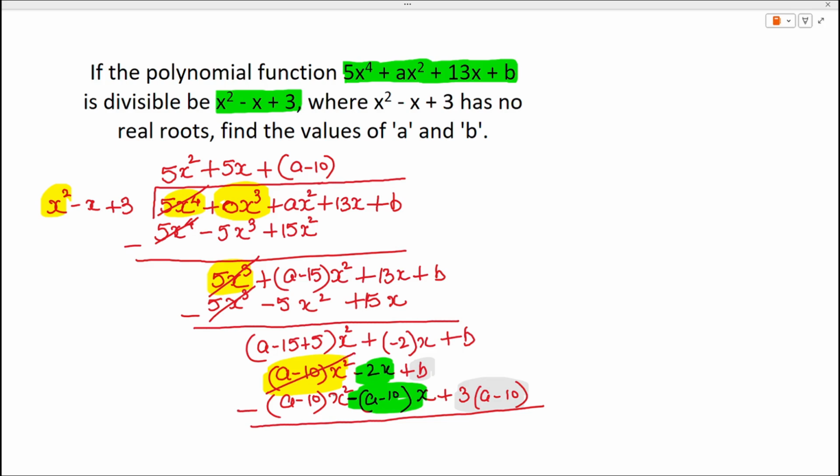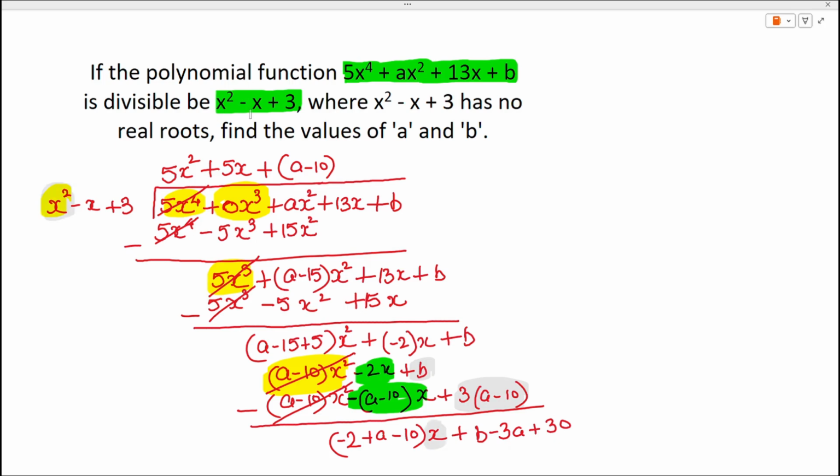So this and this get cancelled. We have negative 2x subtract negative a minus 10 x. So we have the final result over here as negative 2 plus a minus 10, and then we have an x, plus we have b subtract 3a plus 30. And now we know that this is our remainder.